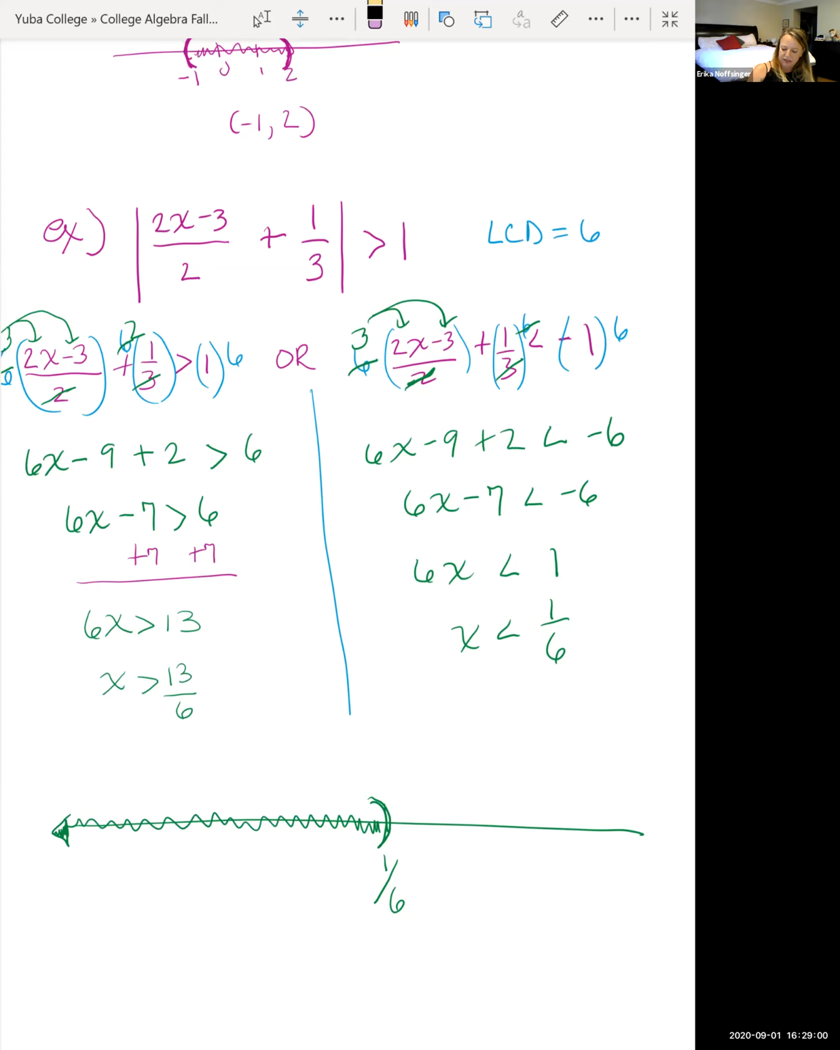And then we have everything bigger than 13/6. Well, that's like 2 point something. So locate 13/6 on the number line. And it's everything bigger than that. So a parenthesis, because not including, and then shading all to the right.